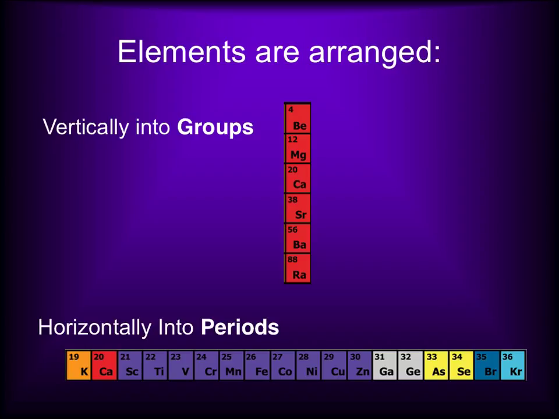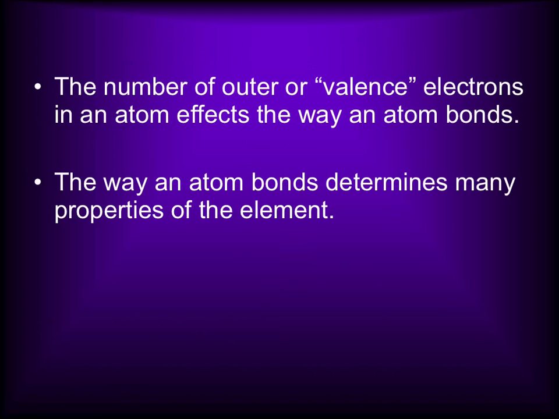Periods and groups kind of tell you certain things about the elements. Alright, so remember that elements that are in the same group have the same number of valence electrons, right? And that affects the way that atoms interact with each other and bond together. And the way that atoms bond together determines a lot of the properties of that element. So that means that elements in the same group have a lot of the same properties.